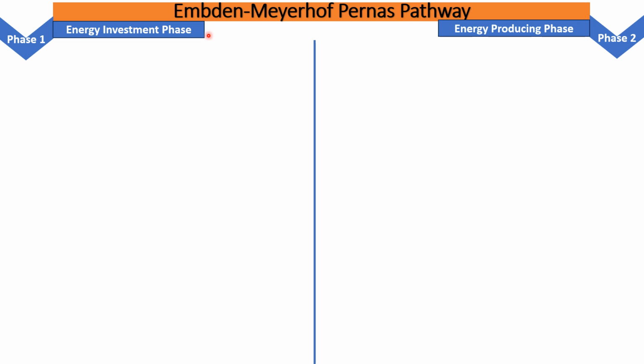The Embden-Meyerhof-Parnas pathway is generally divided into 2 stages. The first stage is the energy investment stage, while the second stage is the energy producing stage. So in the first stage, energy is invested. That is, energy from ATP is utilized to prepare the reactant for the reaction, while in the second phase, energy is being produced from the organic compounds.